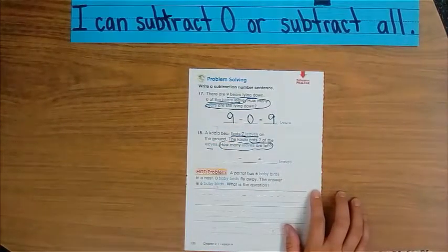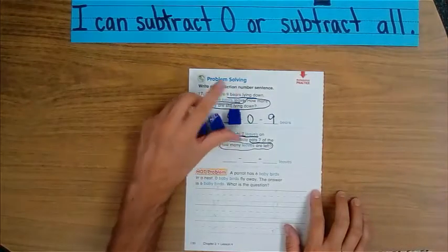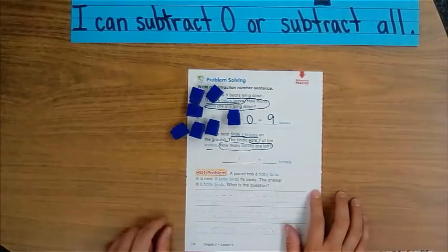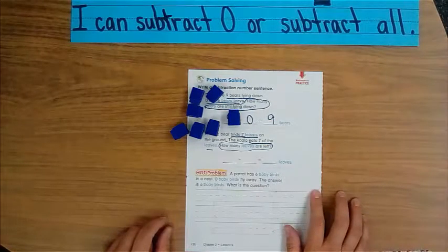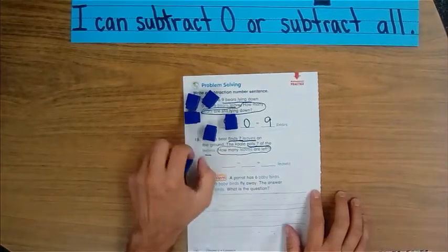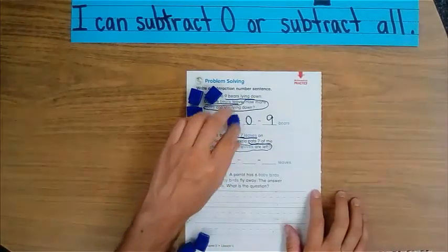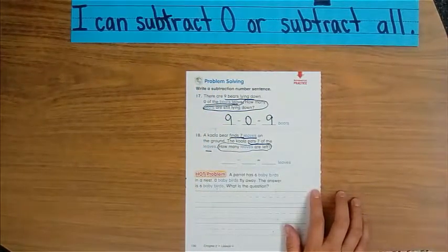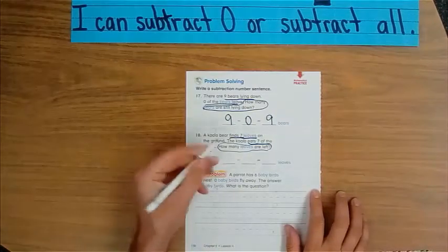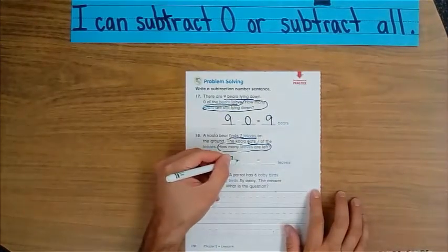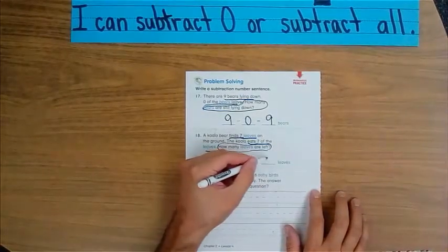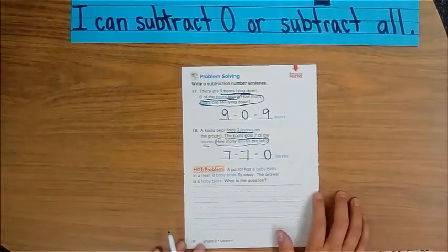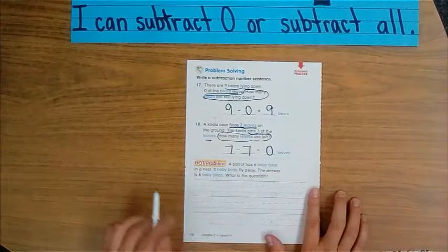Okay, so if I have 7, right, this is the leaves. He found 7 leaves. And then how many did the koala eat? 7 of them. So let's eat 7. 1, 2, 3, 4, 5, 6, 7. So how many leaves are left? 0. So I can say 7 minus 7 equals 0. There are 0 leaves left. The koala ate them all. Okay, let's do the last problem.